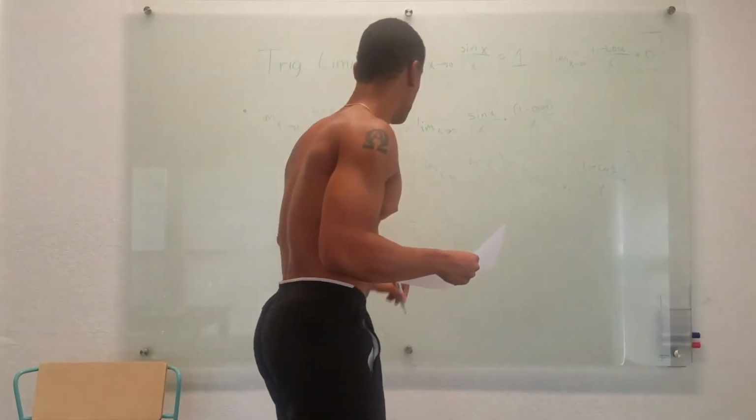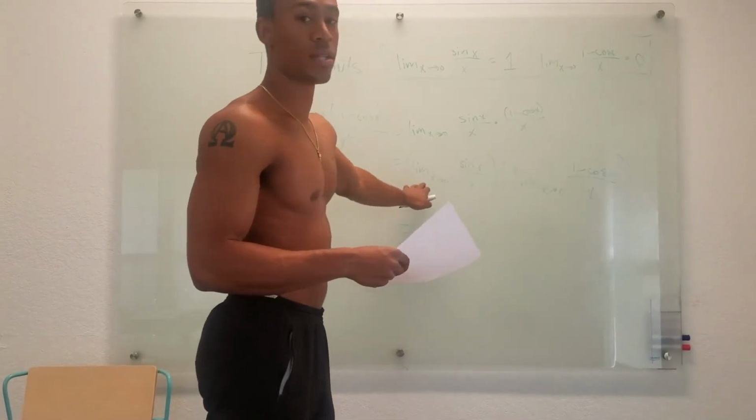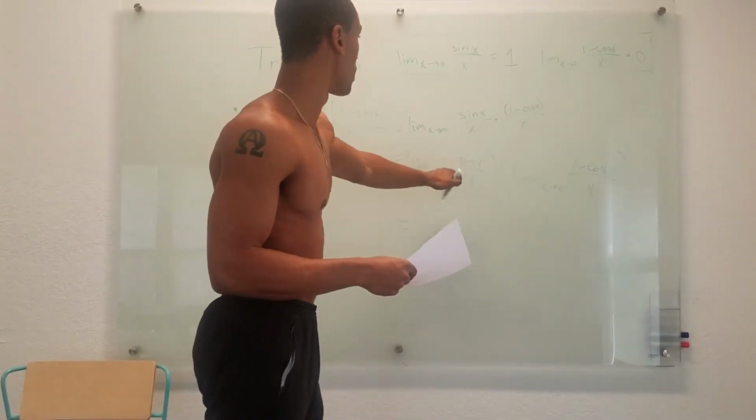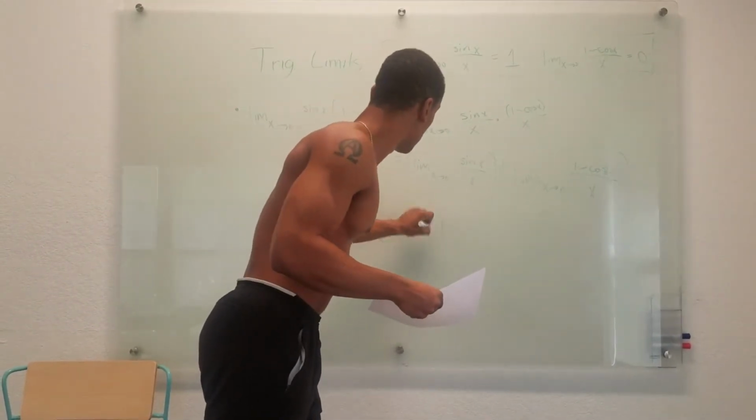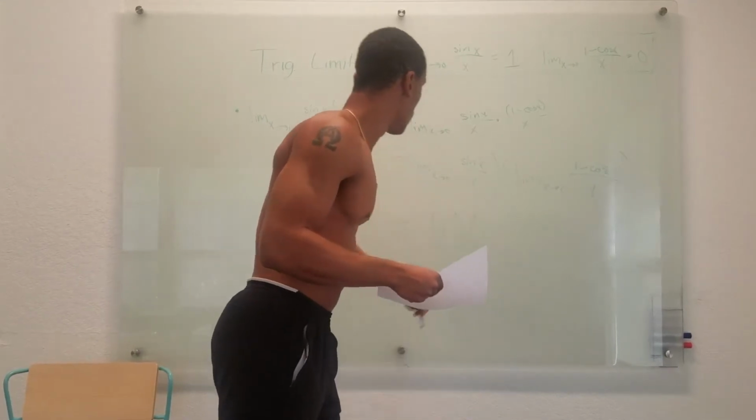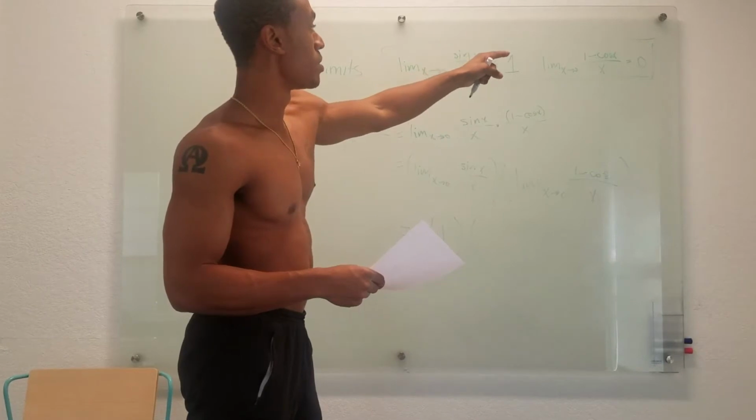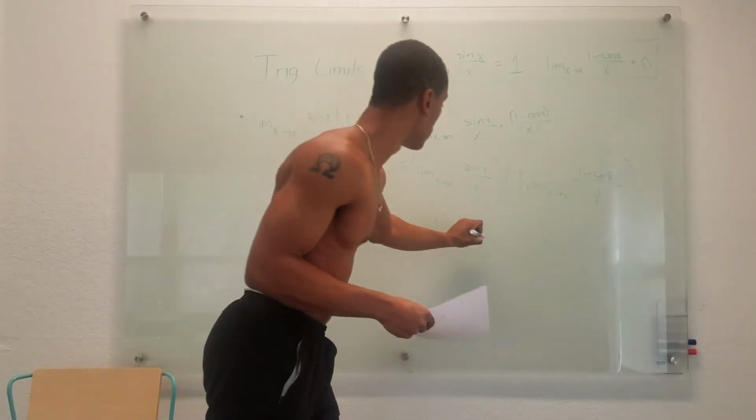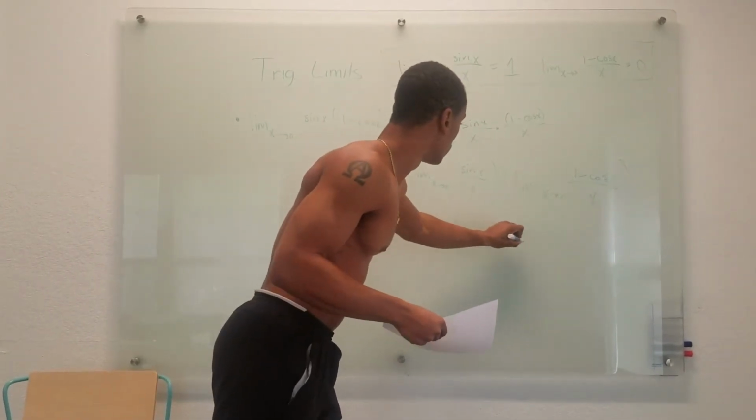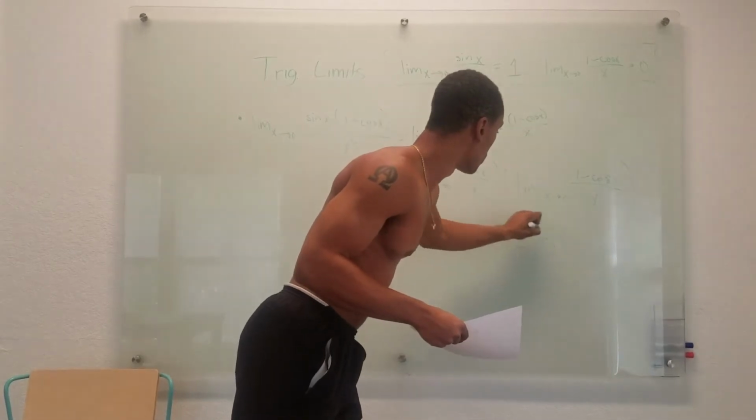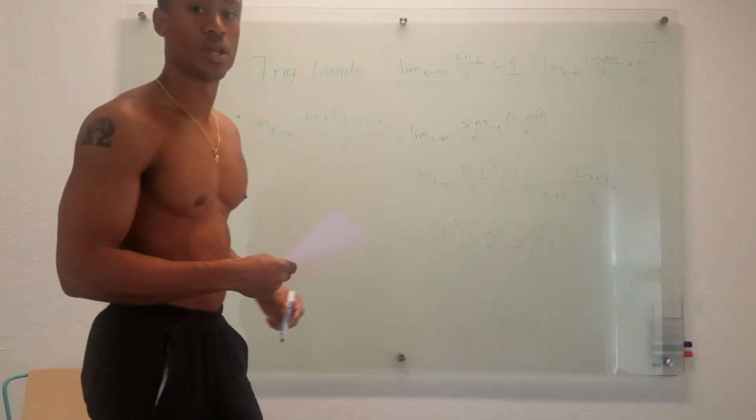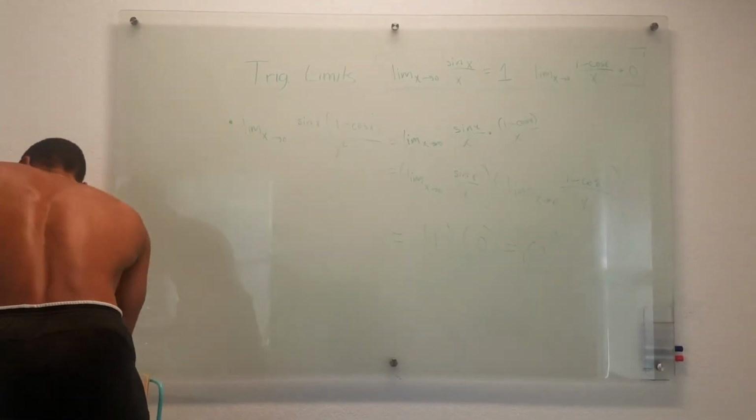And again, these special cases help us out. The limit as x approaches 0 of sine of x over x is 1. And as x approaches 0, 1 minus cosine of x over x is 0. So the limit equals 0. Okay, so last example.